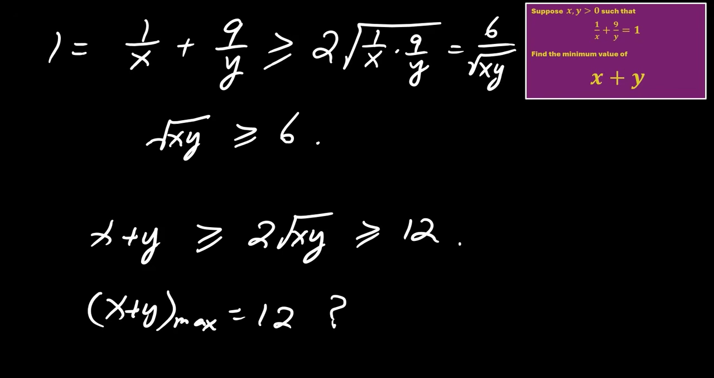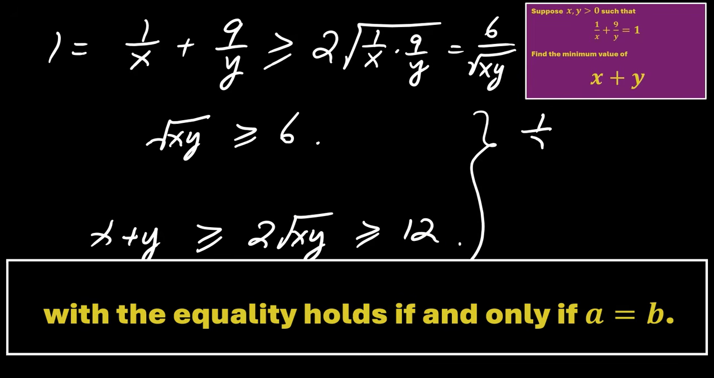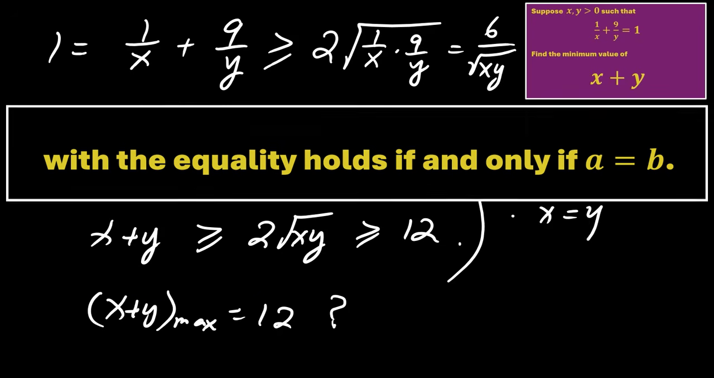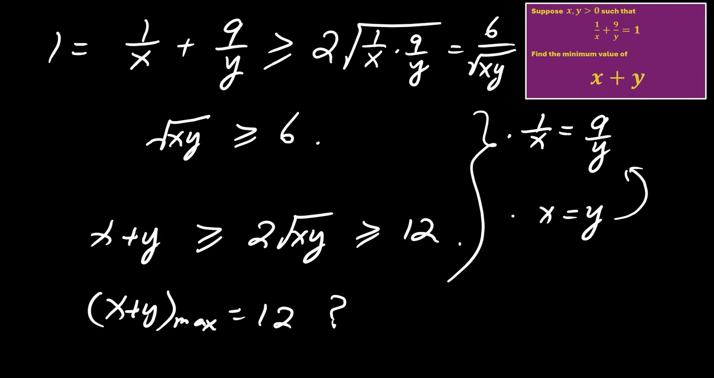Is that true? Definitely not, because we need to see when the equality can hold. There are two inequalities involved. For the first one, we need 1 over x equals 9 over y, and for the second one, x equals y. These contradict each other, because when x equals y, this would mean that 1 over x equals 9 over x, meaning that 1 equals 9. Obviously, this is not correct. This means that the equalities never hold for both of them, and therefore 12 is never the minimum value.